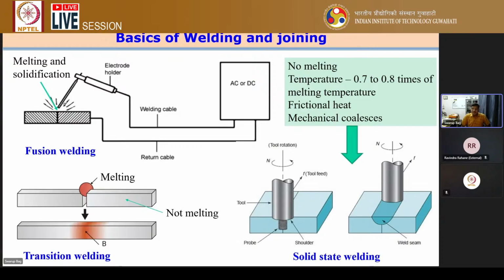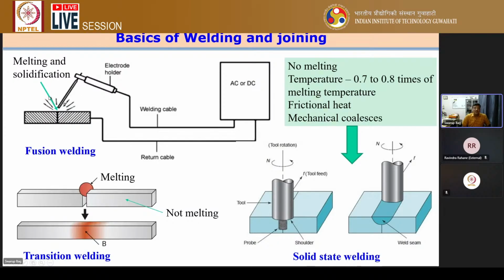Welding and joining processes also involve melting, but in this case fusion welding is associated with melting. If we look overall at the types of welding process, we can have 3 different types: fusion welding, transition welding, and solid state welding.